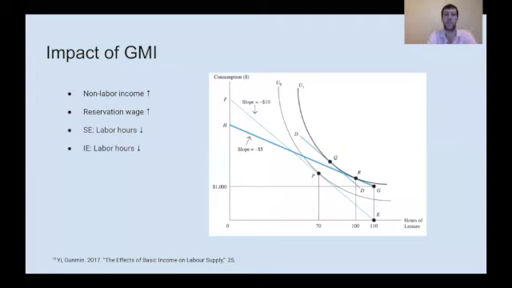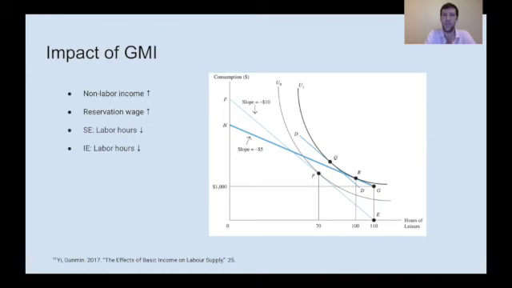Okay, so now I'm going to be talking about the GMI and its impact on labor supply. So here you see depicted an individual's budget constraint where they're initially consuming 70 hours of leisure per week and they're spending 40 hours in the labor market while they're receiving $10 per hour and receiving no non-labor income. So the implementation of a GMI is likely going to have a large effect on all of this.